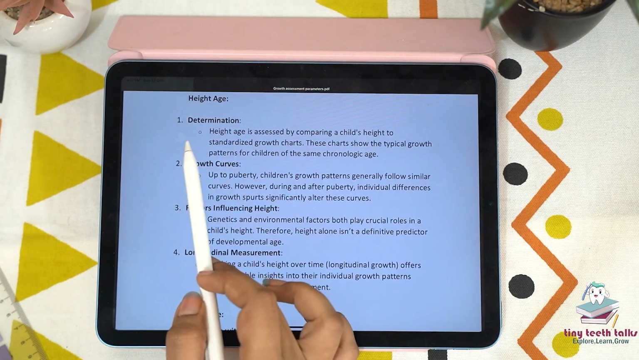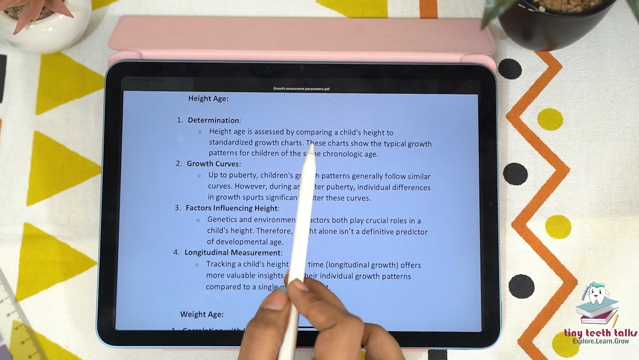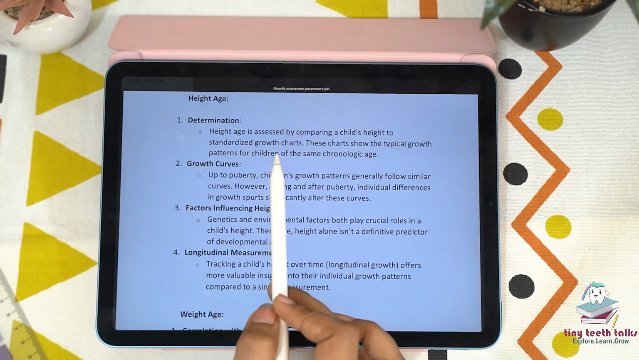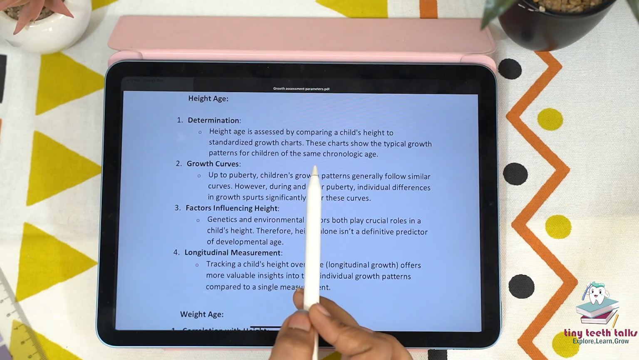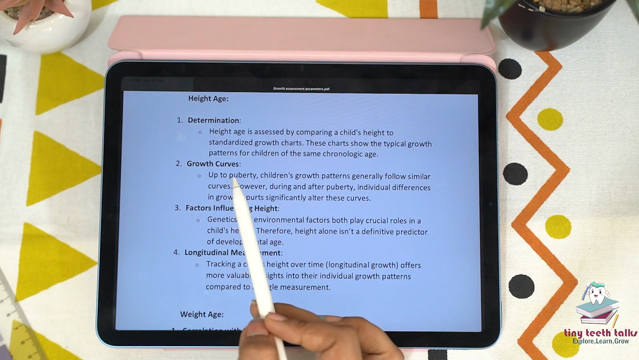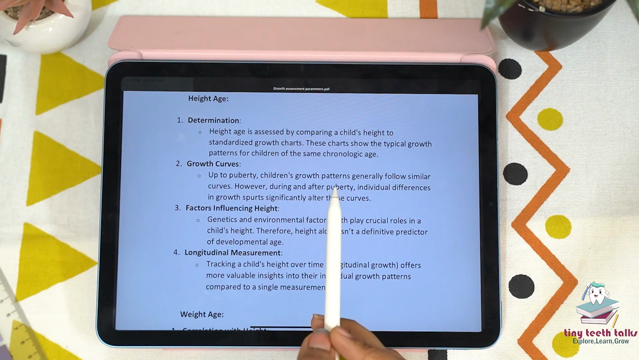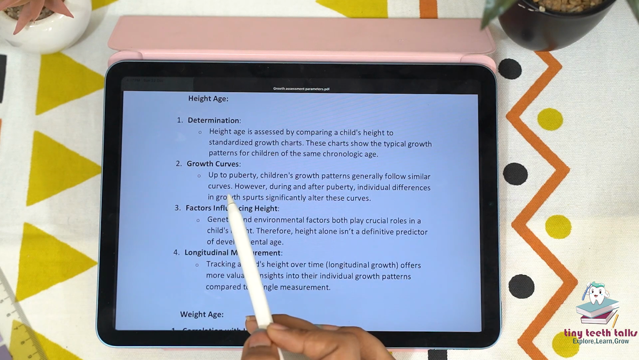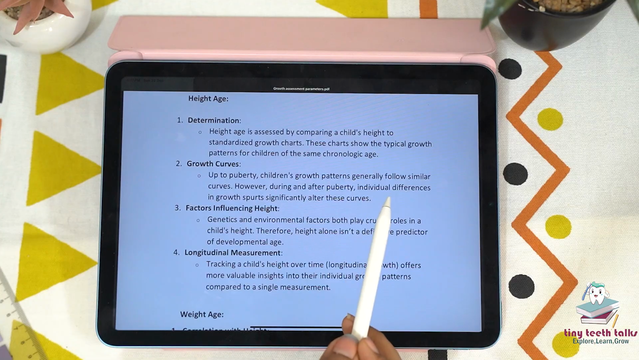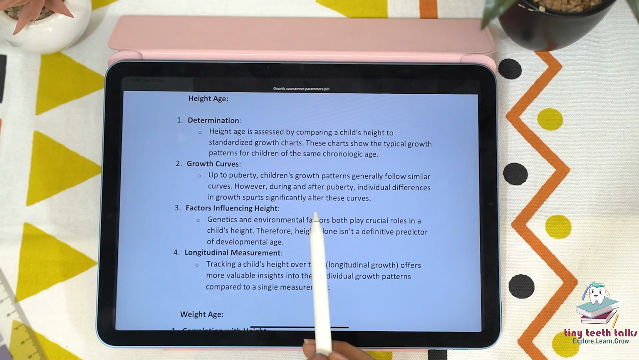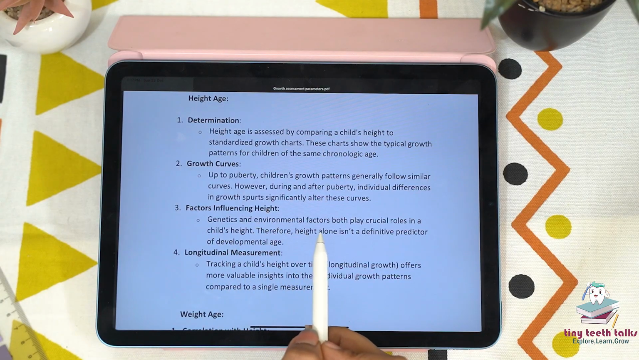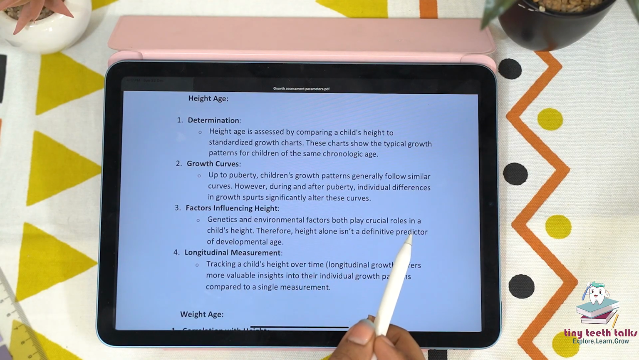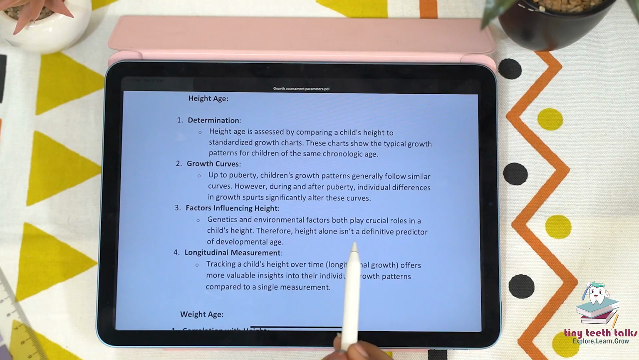In height age, first is determination. Height age is assessed by comparing a child's height to standardized growth charts, and this chart shows the typical growth patterns for children of the same chronologic age. Second is growth curves. Up to puberty, children's growth patterns generally follow similar curves. However, during and after puberty, individual differences in growth spurts significantly alter these curves. Third is factors influencing height. Genetics and environmental factors both play crucial roles in a child's height. Therefore, height alone isn't a definitive predictor of developmental age.